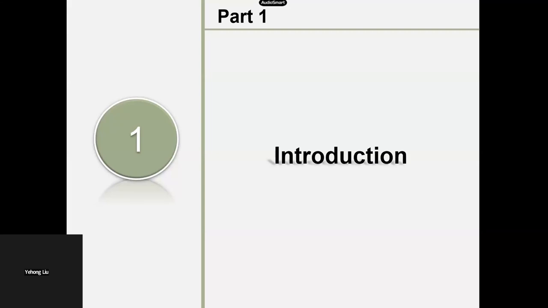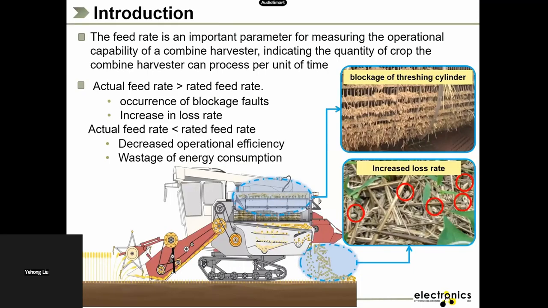And this is the first part, introduction. The widespread utilization of combine harvesters has significantly reduced the labor intensity for farmers during crop harvesting, consequently enhancing their economic profitability. The feed rate, which denotes the quantity of crops processed by a combine harvester within a given time, is the most important parameter for assessing its operational capability. However, in the practical harvesting process, the actual feed rate may deviate from the rated feed rate due to factors like imbalanced crop density and uneven field terrain.